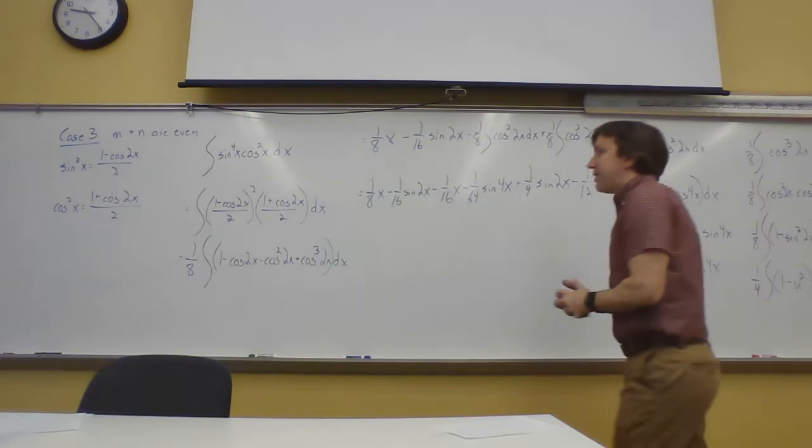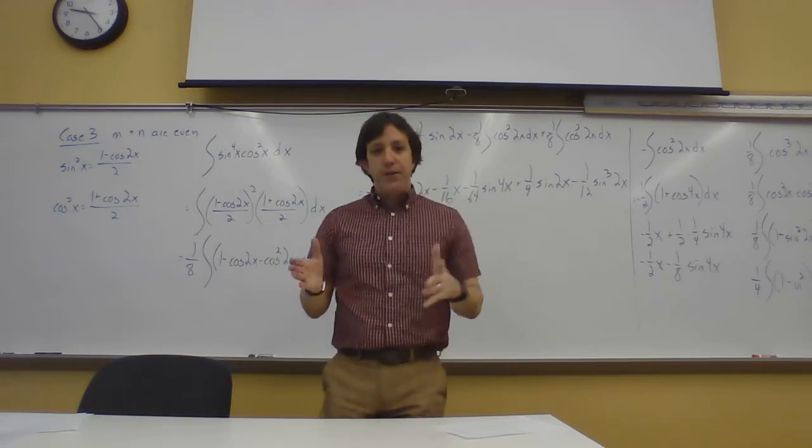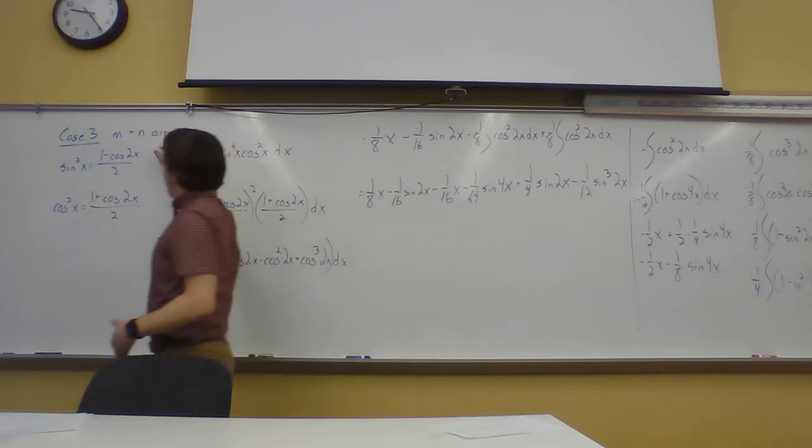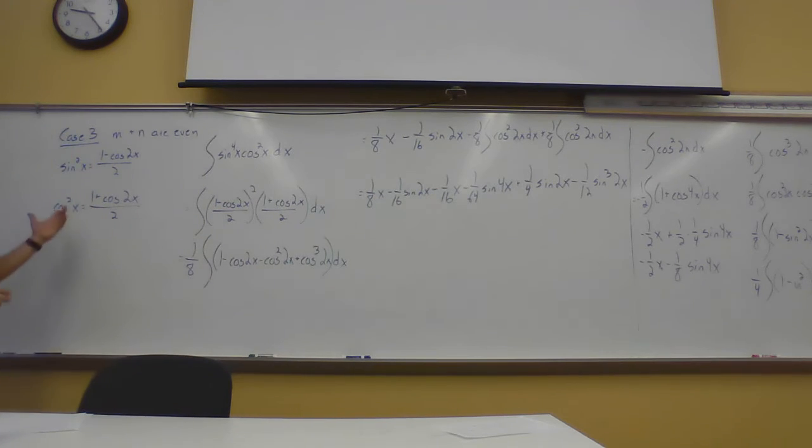So this example ends up enormous. So in just a minute, I'm going to have to actually move my camera so you can see the end of the problem. So case 3, both are even. So this time, we're going to work with these identities. Sine squared is equal to 1 minus cosine 2x over 2, and cosine squared is 1 plus cosine 2x over 2. So here's my example.